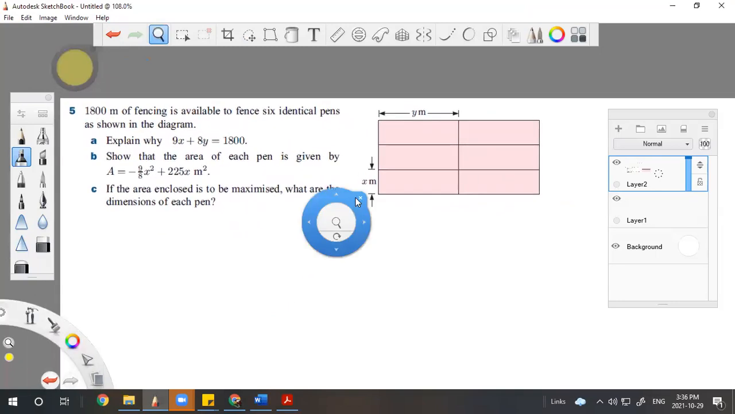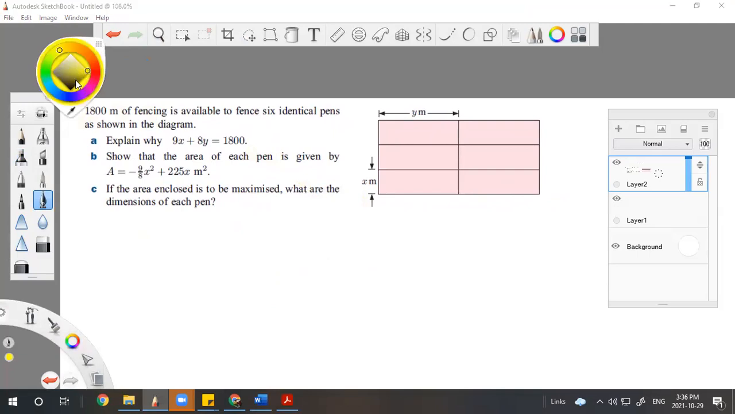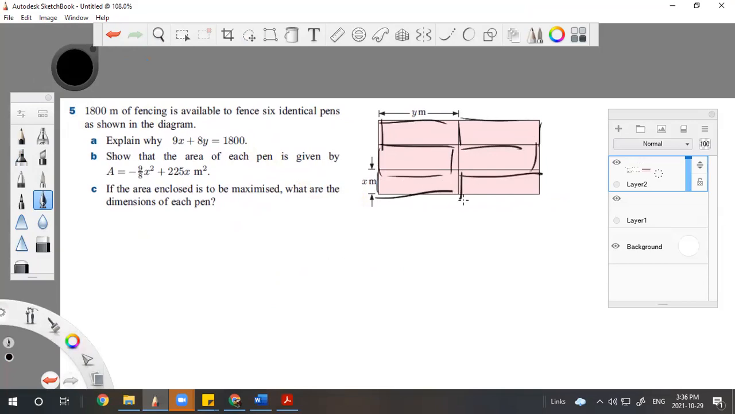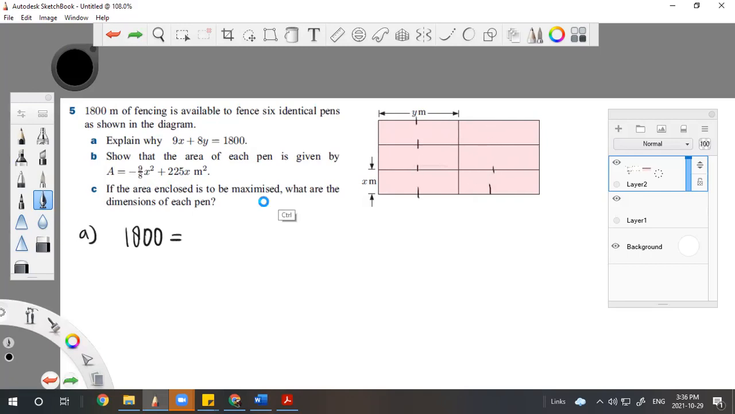1,800 of fencing is available to fence 6 identical pens as shown in the diagram. 1,800 is this fence, what I drew. So the total length of the fence is 1,800, which is to cover y. How many y do we have? 1, 2, 3, 4, 5, 6, 7, 8. Right? 8y. Plus, how many x do we have? 1, 2, 3, 4, 5, 6, 7, 8, 9.